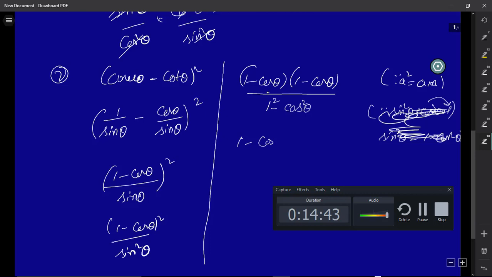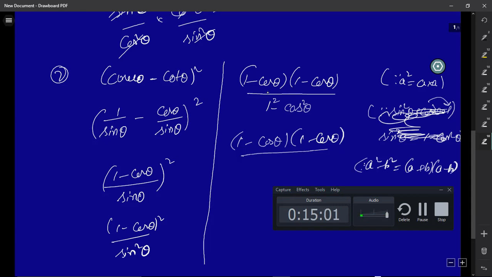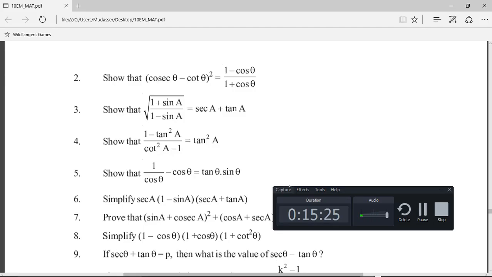I'll pretty much do it this way. 1, I can write it as 1 square, right? 1 square is 1 only. Numerator I'm writing as it is. Now denominator is in the form of a square minus b square, right? And we know that a square minus b square is a plus b into a minus b, right? So I can write it as a plus b into a minus b form. 1 minus cos theta, 1 minus cos theta gets cancelled. I end up getting the answer as (1 minus cos theta) by (1 plus cos theta). And this is what they wanted us to prove, right?